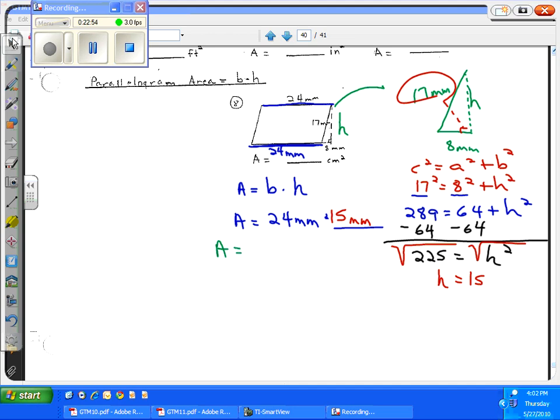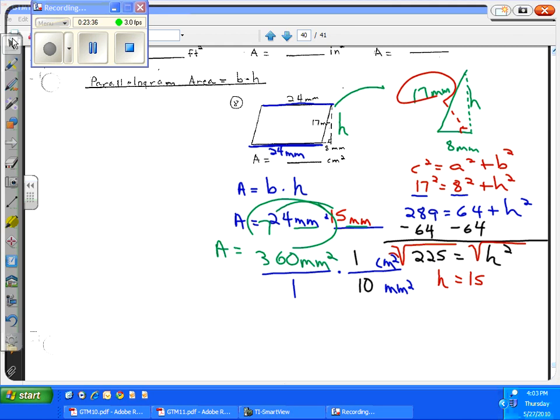So now we multiply. Area is base times height, so we multiply the numbers. 15 times 24 is 360. Millimeter times millimeter is square millimeter. We need to lose the name square millimeter and gain the name square centimeter. Centimeters the bigger. It takes 10 milli to make a centi.